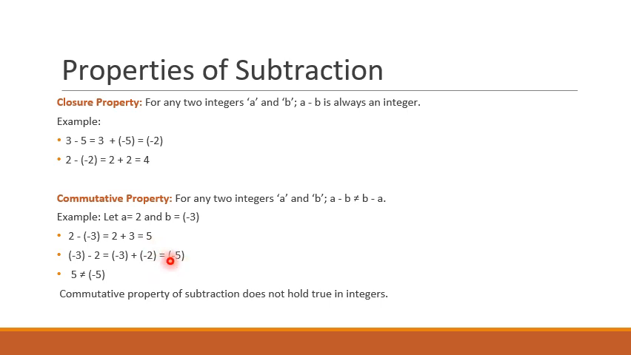So you can see plus 5 and minus 5. If I interchange the places of a and b, the answers are different. 5 is not equal to minus 5. So we can say that the commutative property of subtraction does not hold true in case of integers. We have seen in case of addition of integers, addition is commutative, but subtraction of integers is not commutative.